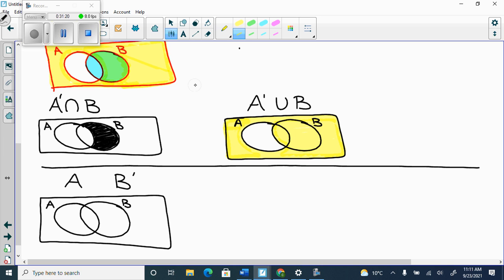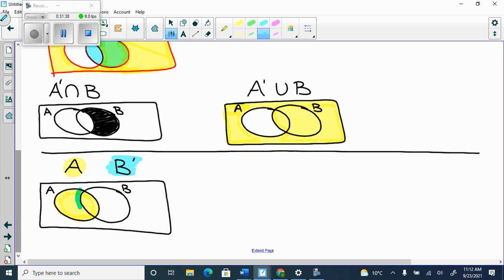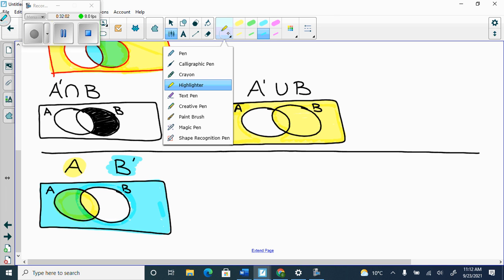So I'm going to shade A first. And A is easy because it's just a circle. And then I'm going to do not B. So I go all the way around B, inside the box. And remember, or often means more, right? You're going to have more shading when it's an or, because either or it counts.